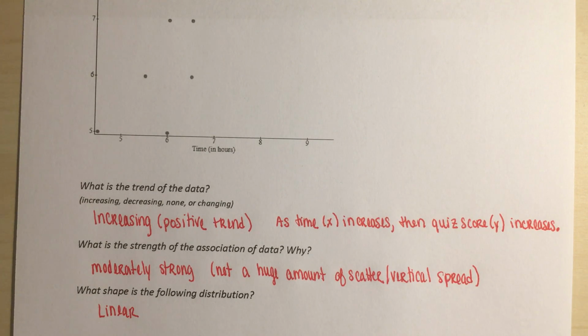Right, so in this example, we took the scatter plot that was generated in StatCrunch, and we looked at and talked about those three different things that we've been speaking about in this section: our trend, our strength, and our shape.